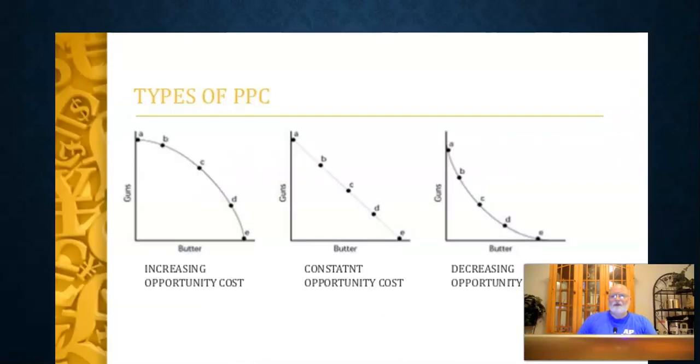All right, so there are three types of PPCs. Whoever I swiped this from made some typos here, but we're not going to worry about that too much. I want you to draw this here on your paper, the three different types. So if there's a bowed out line, that represents increasing opportunity costs, which means, in the case of guns and butter, the more butter you want, the more guns you're giving up.